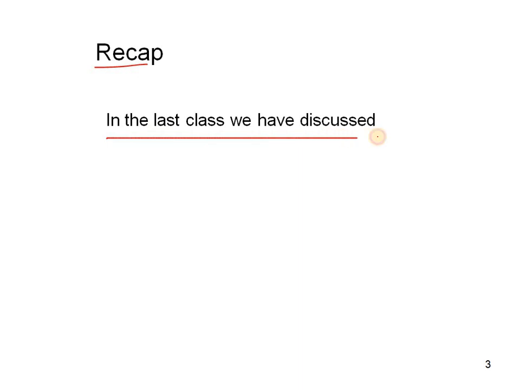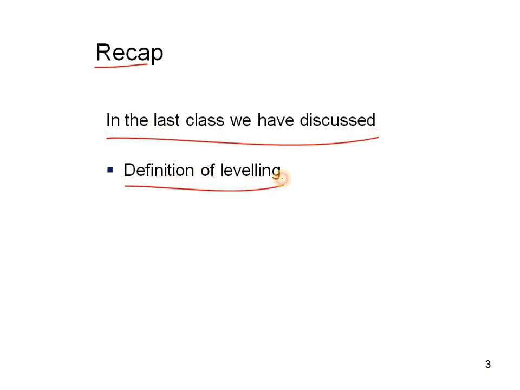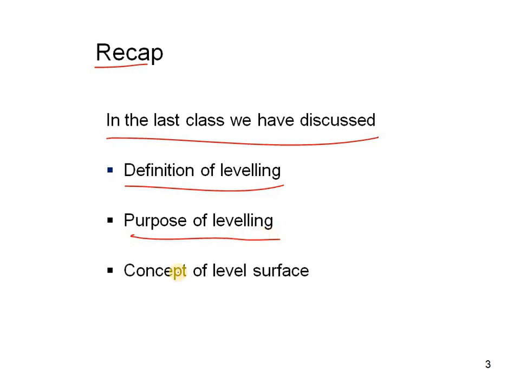Once we recap, in the last class we discussed the definition of leveling, the purpose of leveling, and the concept of level surface. Leveling is the art of determining the relative positions of points on the surface of the earth or beneath it. The purpose of leveling is to measure ground levels while surveying. And the level surface is below the datum surface.